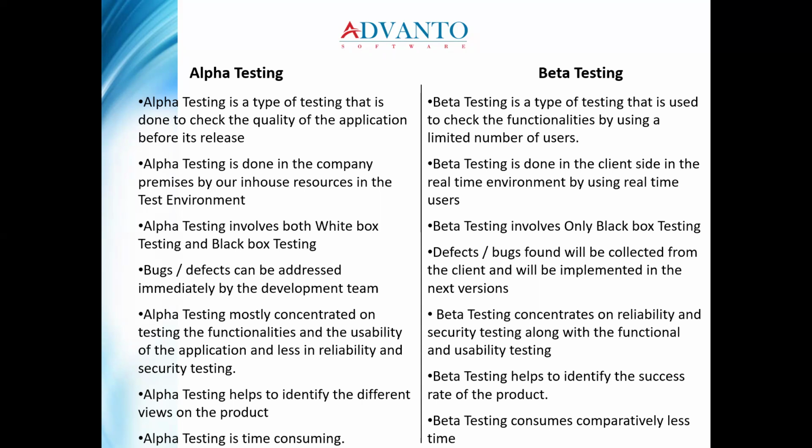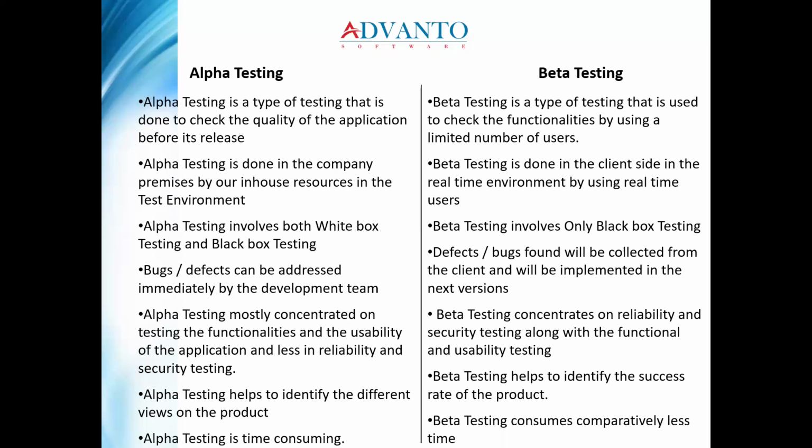Alpha testing involves both white box testing and black box testing. Beta testing involves only black box testing. Bugs or defects can be addressed immediately by the development team. Defects or bugs found will be collected from the client and will be implemented in the next versions.